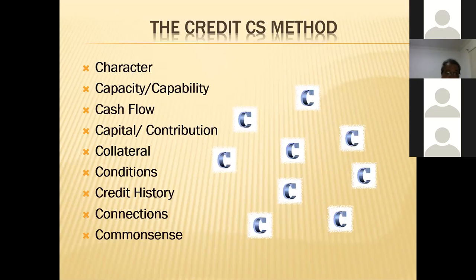Then we have connections. We will consider people of influence, such as the governor of the central bank. We will tend not to give him too much of a hard time in doing the loan application, as we would if I were to come to you for a loan application, the ordinary person off the street. You would definitely put me under more scrutiny than you would put the governor of the central bank.